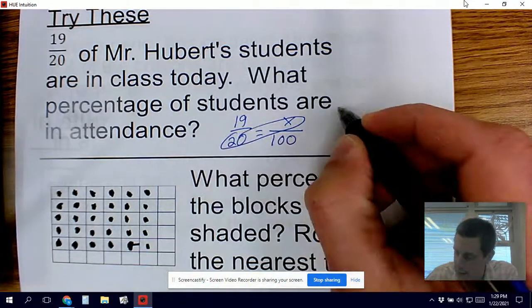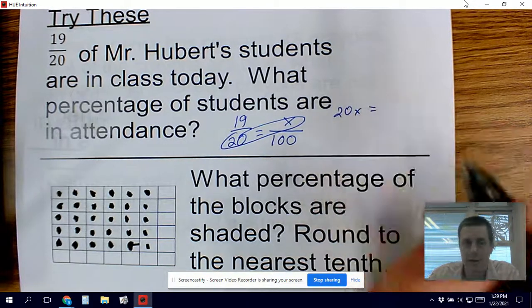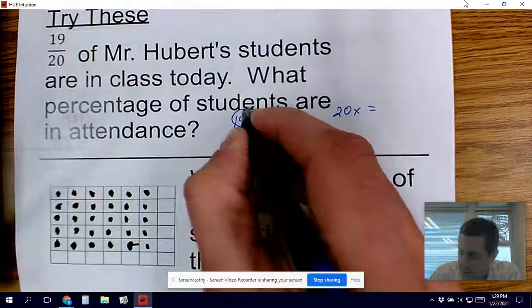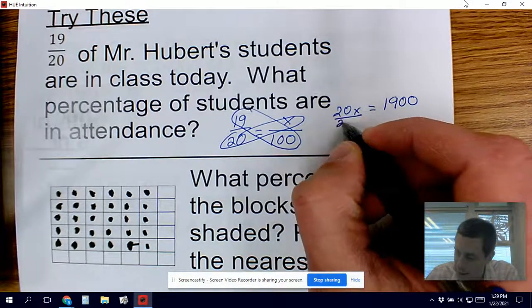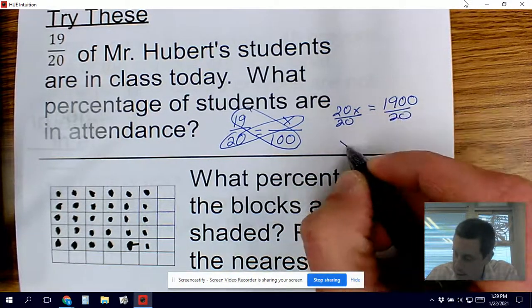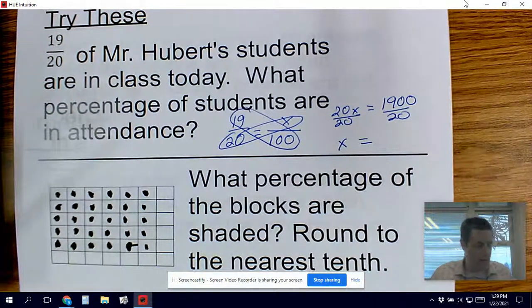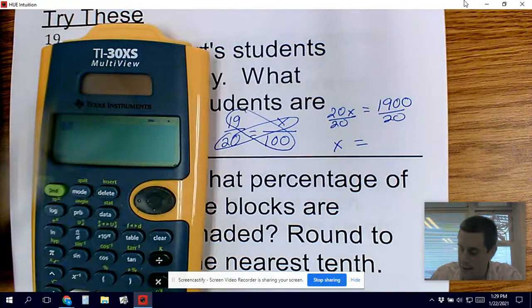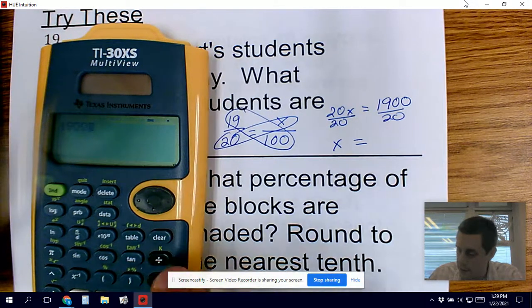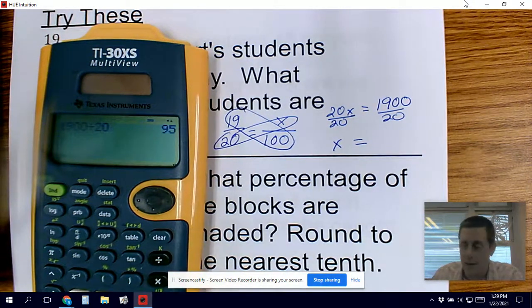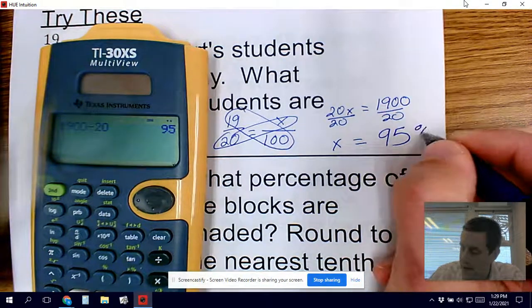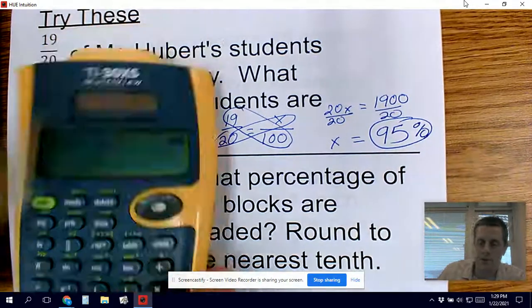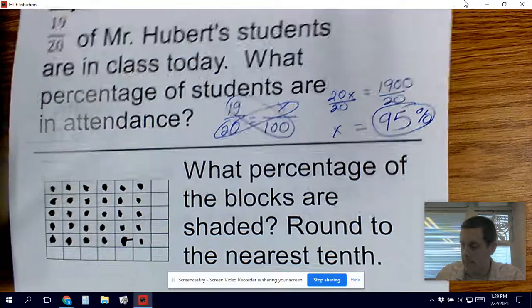20 times x is 20x. X equals 19 times 100 is 1,900. Solve the equation by dividing both sides by 20. We get x equals, calculator if you need it, no worries, 1900 divided by 20. We get 95. So 95% of Mr. Hubert's students are in class today.